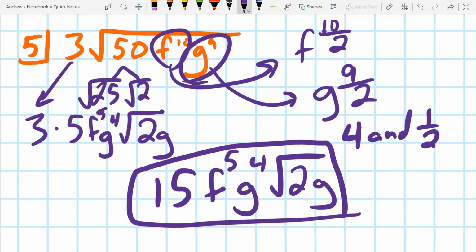Simplifying radical expressions with variables takes practice. It's going to feel awkward. The key thing to think about as we work through is to think about numbers and each variable separately.